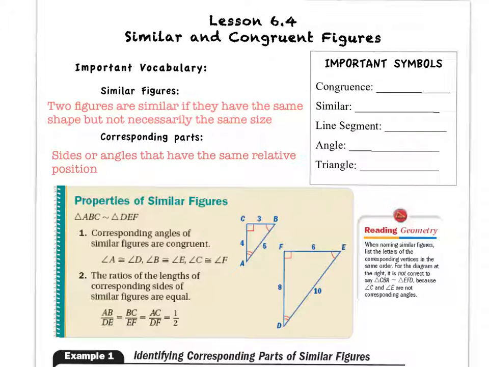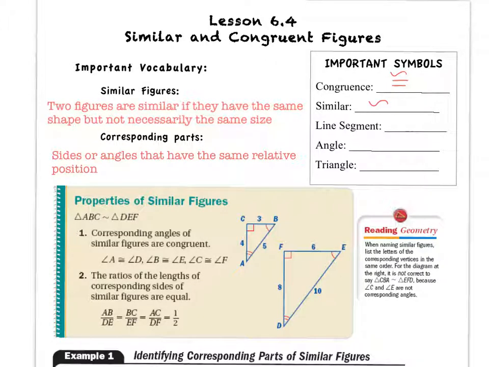Now there's also a couple important symbols that we're going to use quite a bit, and these symbols are really important to us when we're working with the shapes because they communicate something to us, so we need to use them carefully. The first symbol is for congruence, and we're actually going to talk more about congruence in just a few minutes, but the symbol for congruence is an equal sign with a squiggly line on top of it. The second symbol is for similar, which we just defined as two figures that have the same shape but not necessarily the same size. And the symbol for that is just that squiggly line.